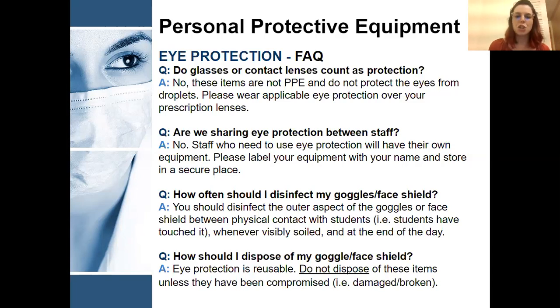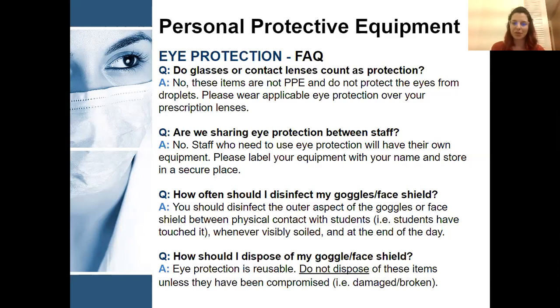Question, how often should I disinfect my goggles or face shield? You should disinfect the outer aspect of the goggles or face shield, which is considered to be the contaminated surface, between physical contact with students, for example, if students have touched it, whenever visibly soiled, and at the end of the school day. So if nobody has come into contact with it, I would still clean it on the outside just to have that security, and you're done for the end of the day.